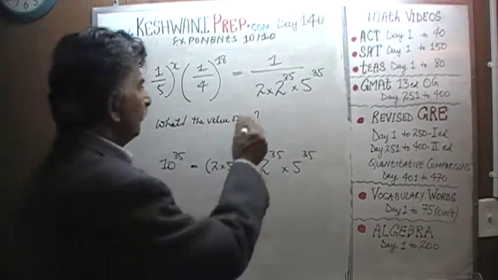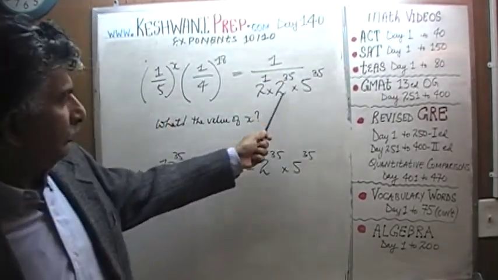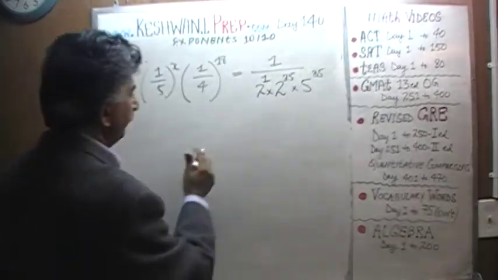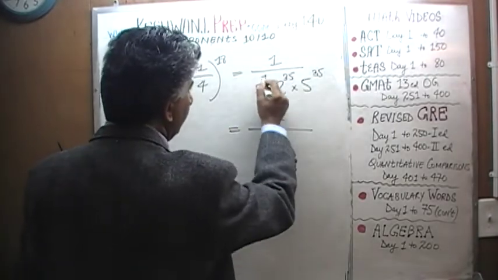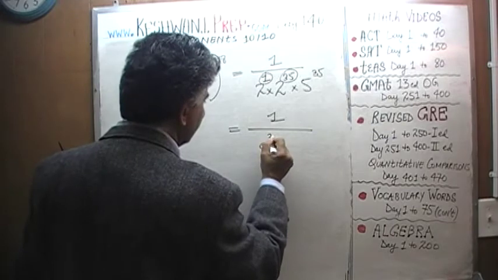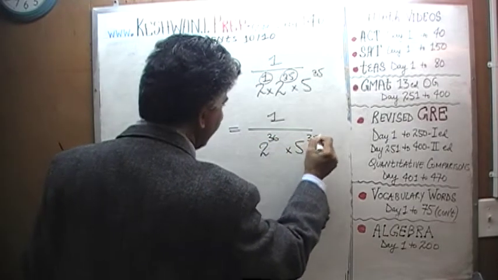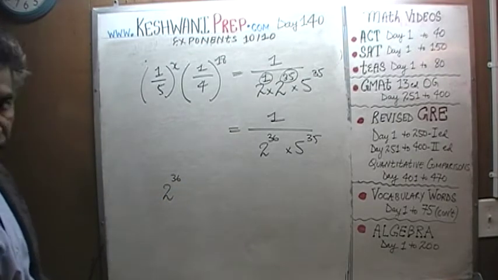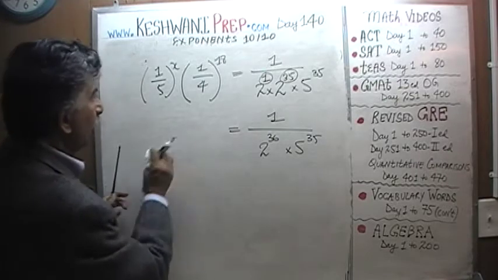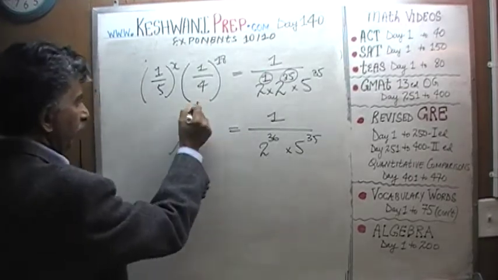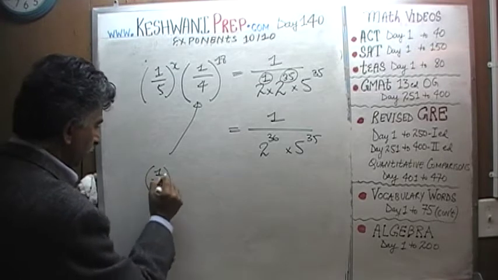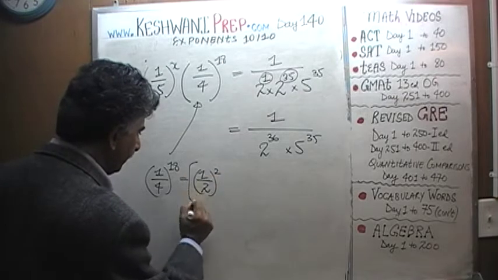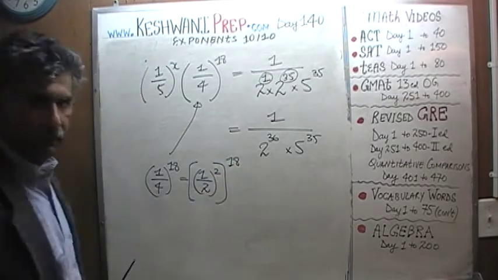Now, this is 2 raised to 1 times 2 raised to 35th. Let's continue here. It's simply 2 raised to 36 times 5 raised to 35. 2 raised to 36 is what we're dealing with here. Now we're going to look at this quantity, 1 over 4 raised to 18, which can be written as 1 over 2 squared times 18.